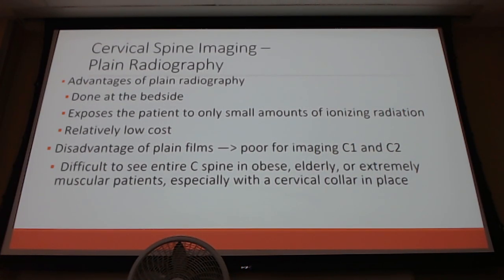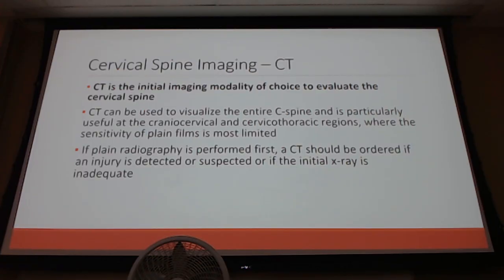The nice thing with plain films is you can do them at the bedside, with a small amount of radiation, and they're cheap, but it's just poor imaging, and body habitus can affect this. In any elderly or really muscular patients, we won't be able to evaluate the entire C-spine, which is why we don't like to use plain films. And there it is, CT is going to be our test of choice for this. We can evaluate that cervicothoracic junction really well with it. And even if we get a plain film and we see something, we're still going to get a CT scan, and typically vice versa.